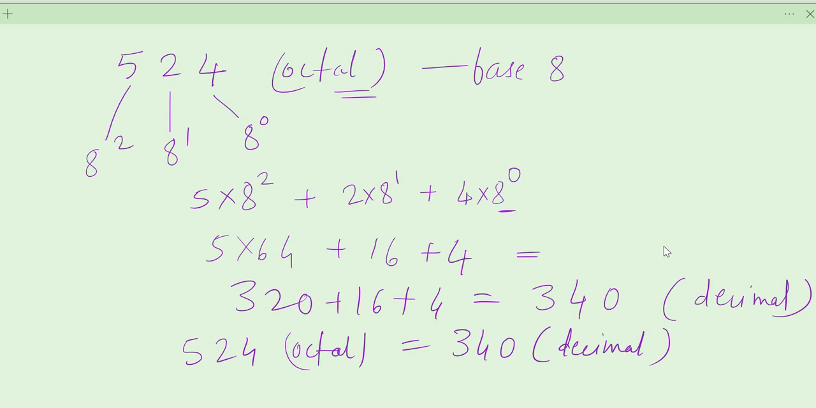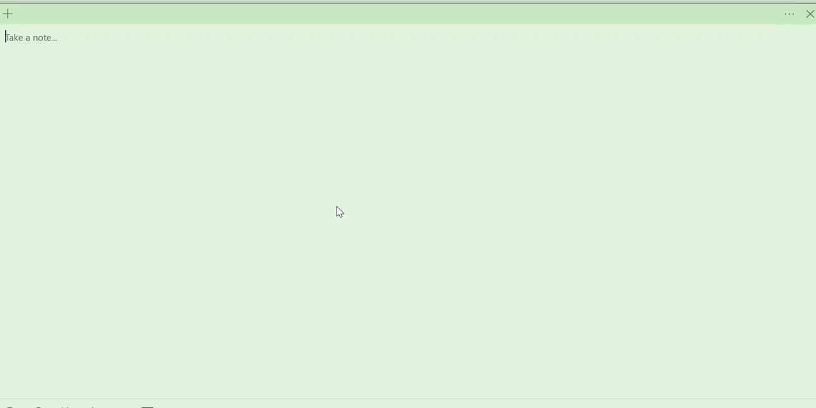So every digit is multiplied by its weight. For the integers, the weights are 8 raised to 0, 8 raised to 1, 8 raised to 2. For fractionals, they will be 8 raised to minus 1, 8 raised to minus 2, 8 raised to minus 3. So let's have a few more examples for octal to decimal conversion.